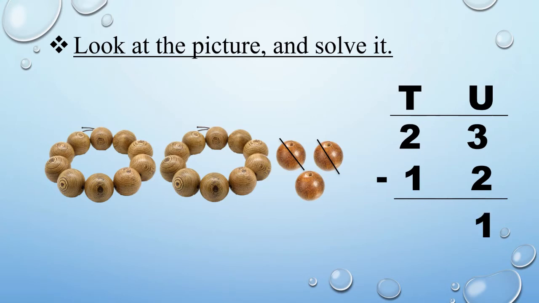Now let us move to the tens column, students. Here are the 2 bundles of tens, with 10 beads in each bundle. So 2 tens minus 1 ten means if we cut 1 ten, how many will remain here? Only 1. So 2 minus 1 is equal to 1. Very good. So 1 ten and 1 unit. So the answer here is 11.